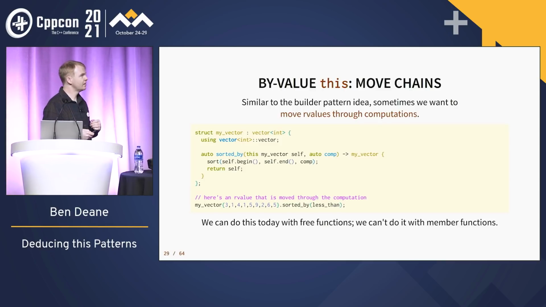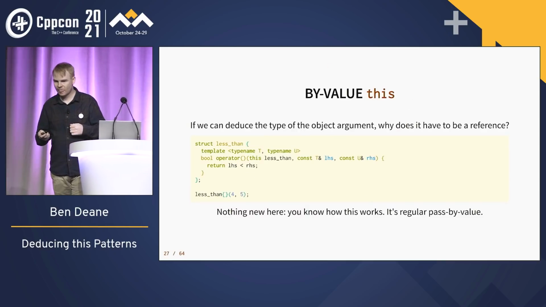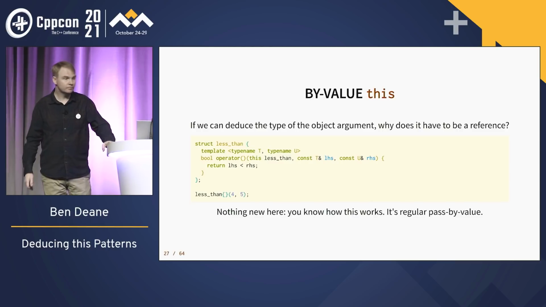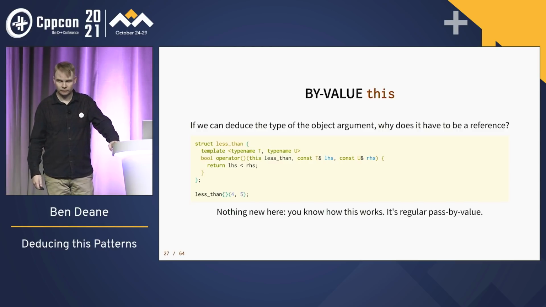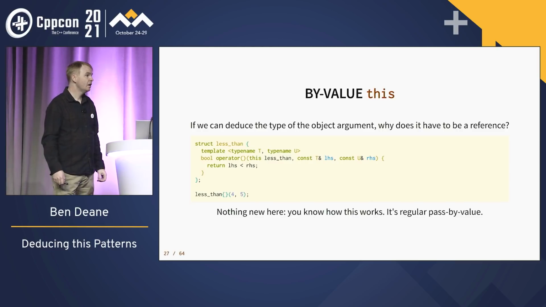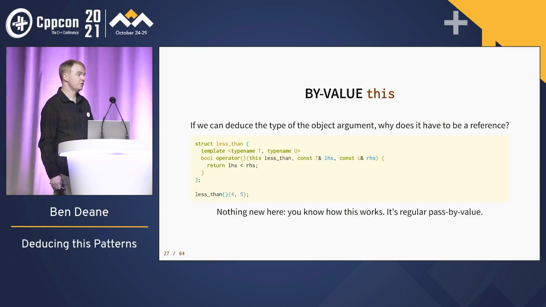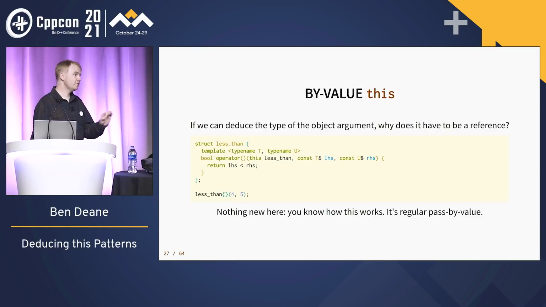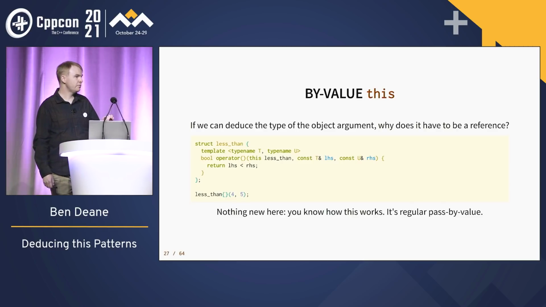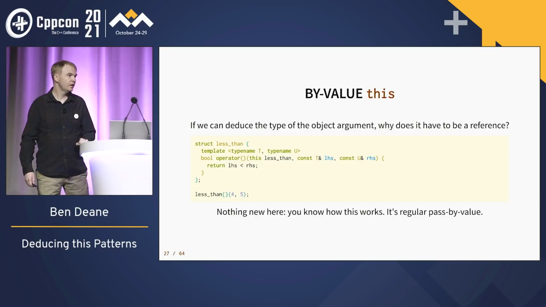Can you move 2 slides back? Just 2 slides back. Yeah. I mean, couldn't you easily do that today without this? You can't do this with member functions today. Okay. Member functions will always receive their object parameter by reference today. You just can do that with operator.